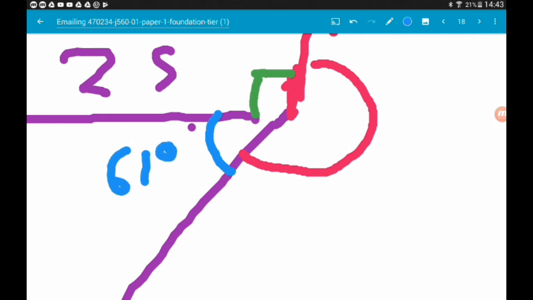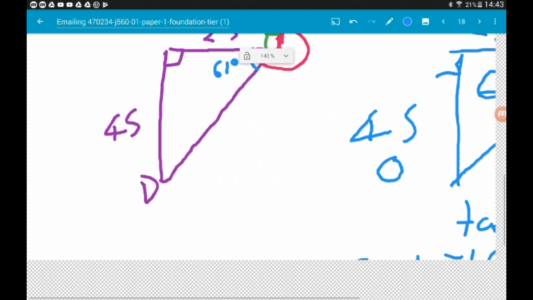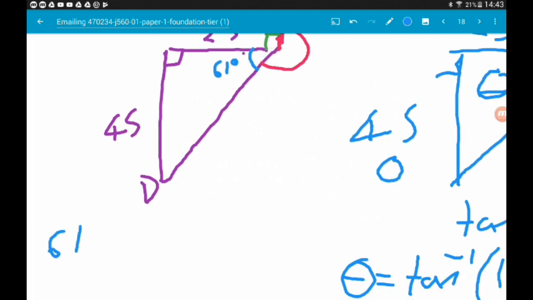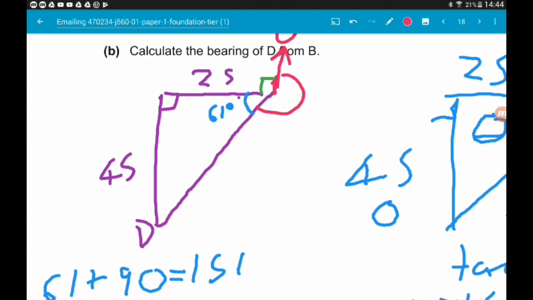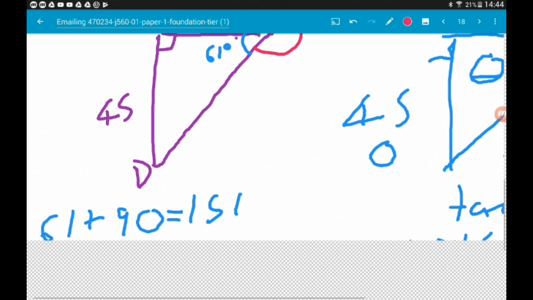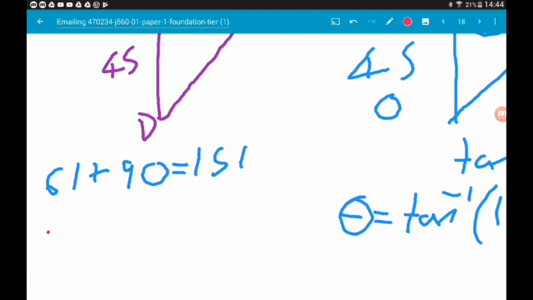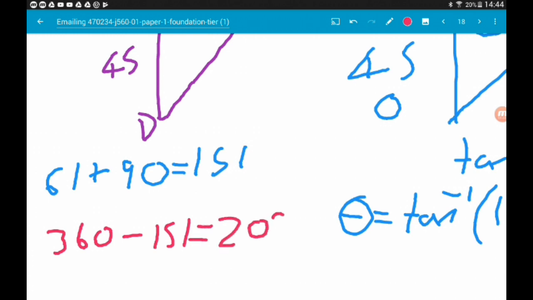So now that we know that angle, we can add that to the right angle. So 61 add 90 is 151. So the angle that we want, the red angle, is 360 minus 151. So 360 minus 151 is going to give us 209 degrees. Tricky one.